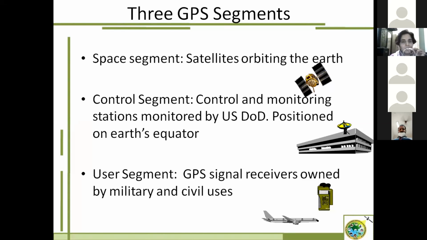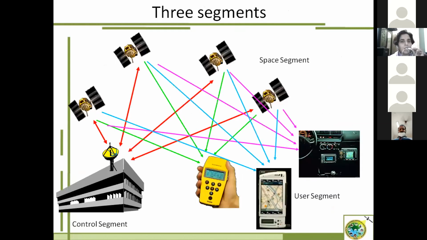Another is the user segment. We all are the user segment, where we are simply taking the GPS signal received by ourselves, as well as other people who are using it. It can be military or some civil uses. So these 3 segments are the space segment, user segment, and the control segment. This yellow device is showing the GPS handheld device.